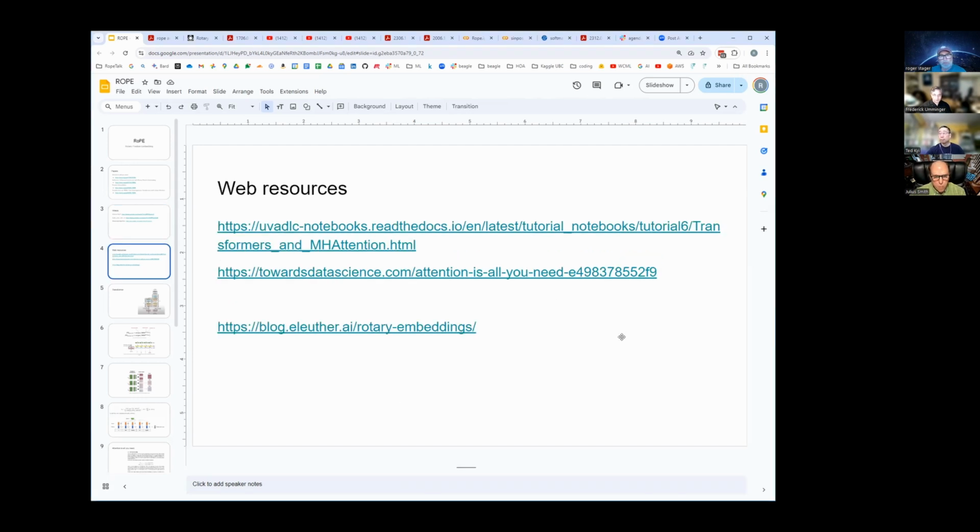There were some additional resources. The first couple of them are where I grabbed some of the images and graphics for the slide deck. And this last one was a nice blog on rotary embeddings that I thought was a useful read.